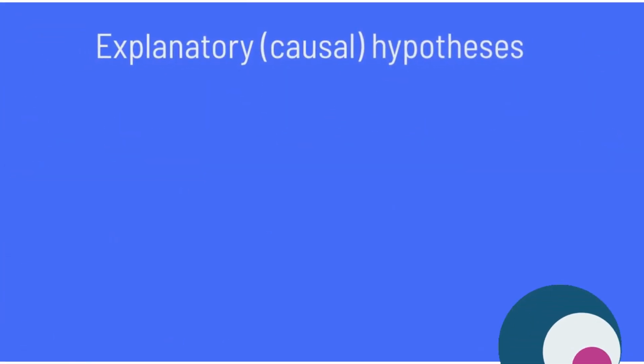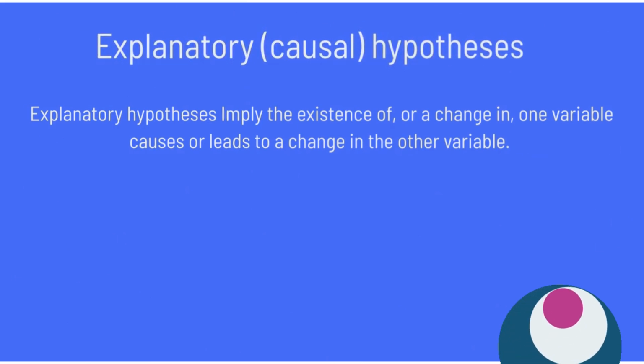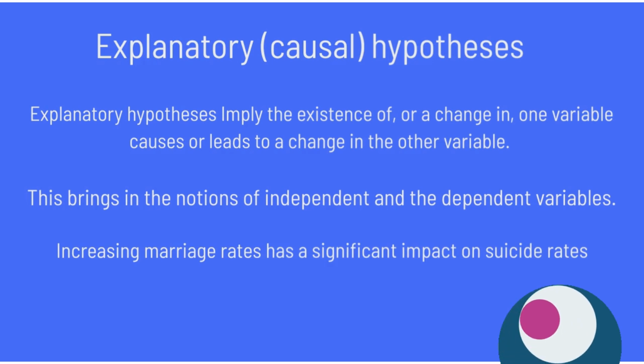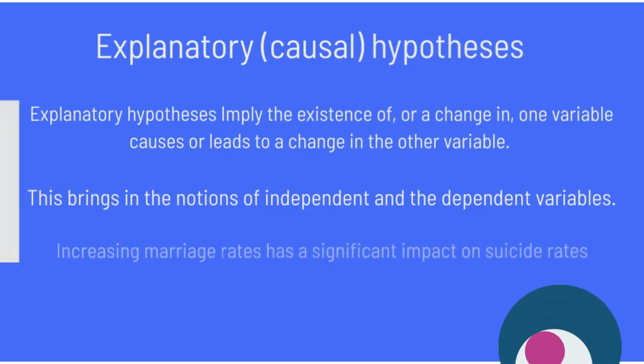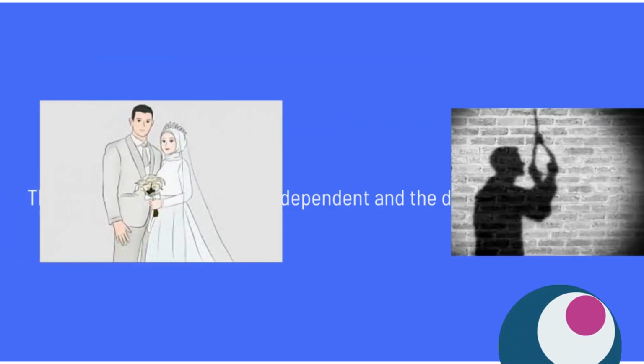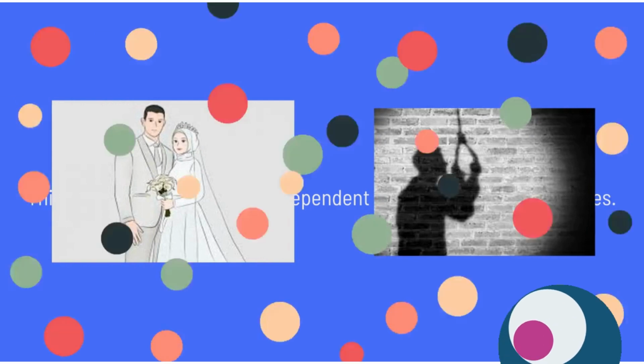Explanatory hypotheses imply the existence of, or a change in, one variable causes or leads to a change in the other variable. This brings in the notions of independent and dependent variables. For example, increasing marriage rates has significant impact on suicide rates. In the cause and effect case, it is concluded that marriage causes suicide.